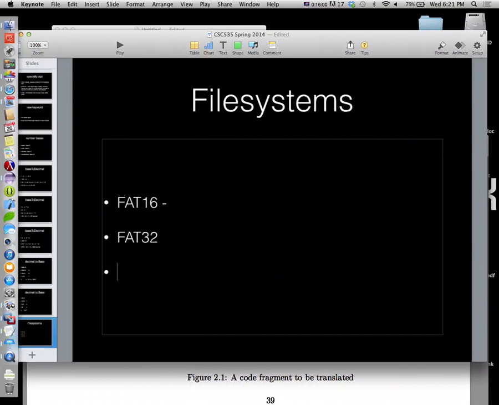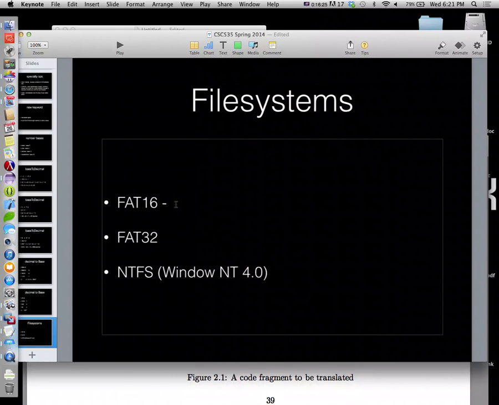Today, if you're running Windows XP, Windows Vista, Windows 7, Windows 8, you're running NTFS, which is New Technology File System. This came out with Windows NT 4.0, which was alongside of Windows 95, a long time ago. Okay, so this is the newer file system that everything runs now.